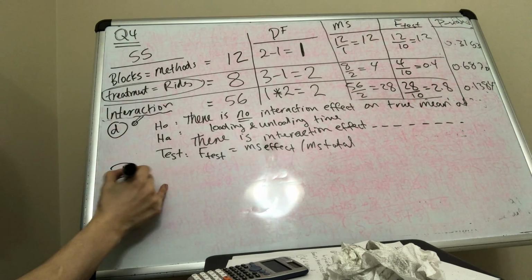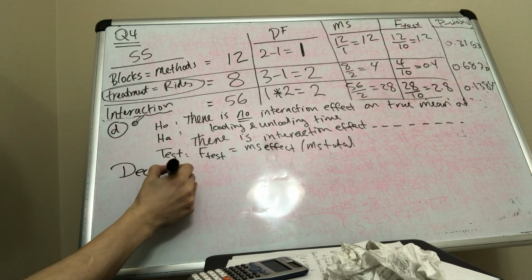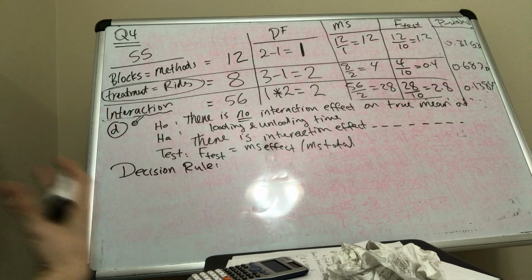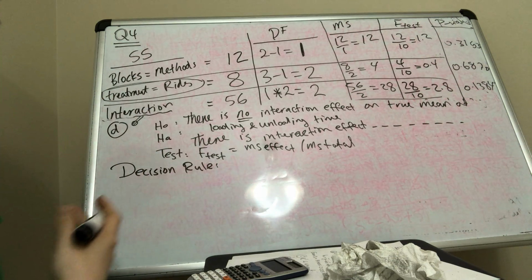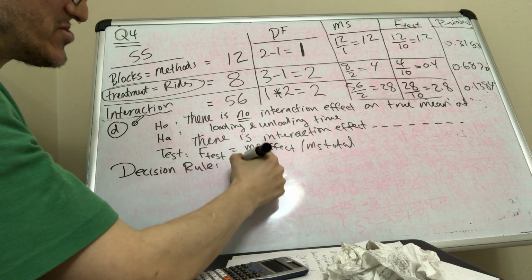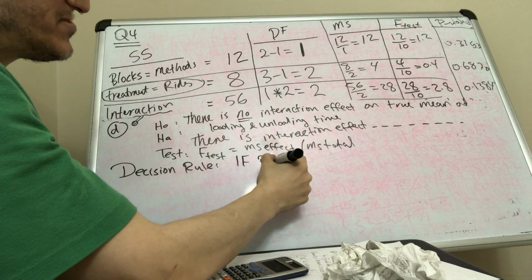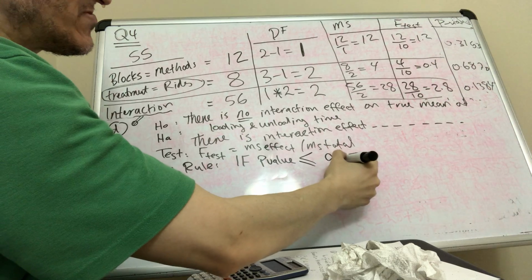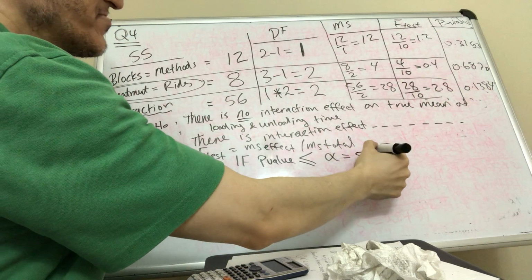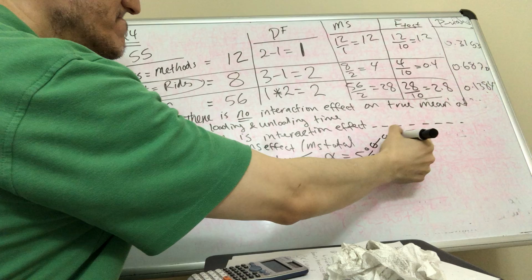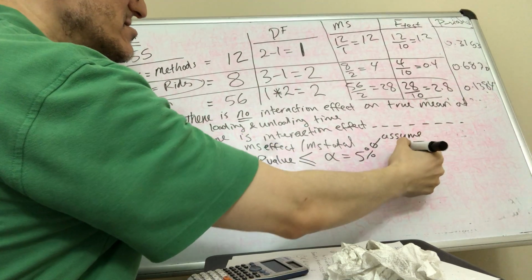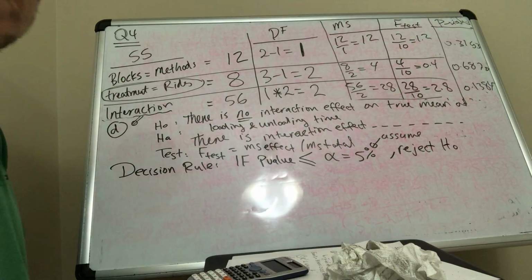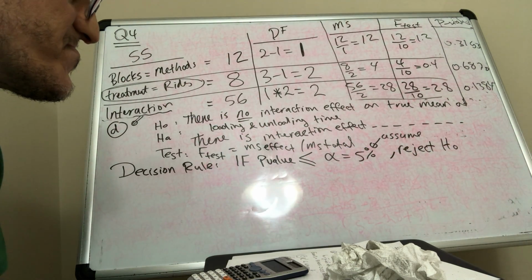Decision rule. Since we have the benefit of p-value, we're going to do it the p-value approach. P-value less than or equal to alpha. We're assuming 5%. If this is true, we're going to reject H0.